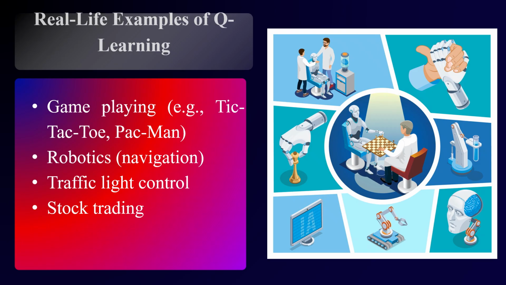Let's see some real life examples of Q learning. Q learning is not just theory, it's used in the real world. For example, in games like tic-tac-toe or Pac-Man, the agent learns how to win by playing again and again. In robotics, it helps robots to move around by learning paths. Traffic light systems use it to adjust signals and reduce traffic. And in stock trading, Q-learning helps a system learn the best times to buy or sell. So Q-learning has many real and practical uses.